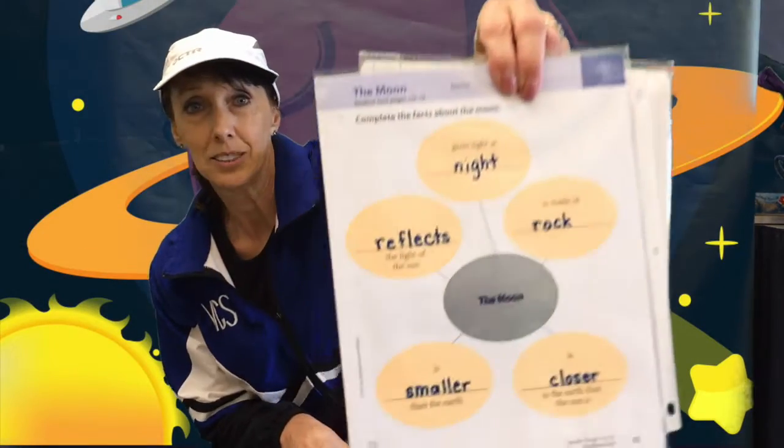And the last fact, I'm just going in clockwise direction. And what does it do with the light of the sun? Does it make its own light? No, it doesn't make its own light. It reflects the light of the sun. All right, so I will show you the answers up close, and if you need to, you can pause the video for some help.